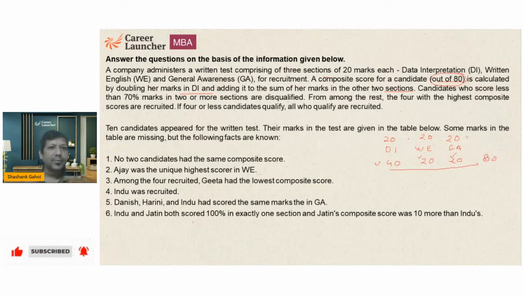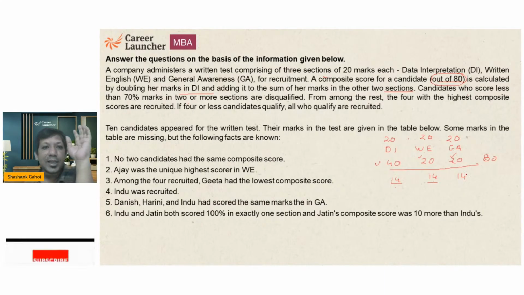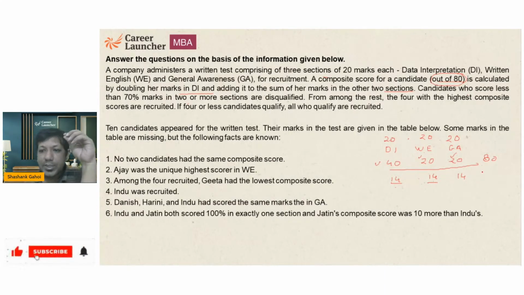ठीक है. अब यहाँ पे ये कह रहा है candidates who score less than 70% in 2 or more sections are disqualified. So 20 मार्क्स का टेस्ट हुआ, 20 मार्क्स का 70% कितना होगा, 14 मार्क्स. अगर 2 सेक्शन में 14 से कम है या 2 से ज्यादा में 14 से कम है, तो इसका मतलब जो पर्सन है वो डिस्क्वालिफाइड हो गया.